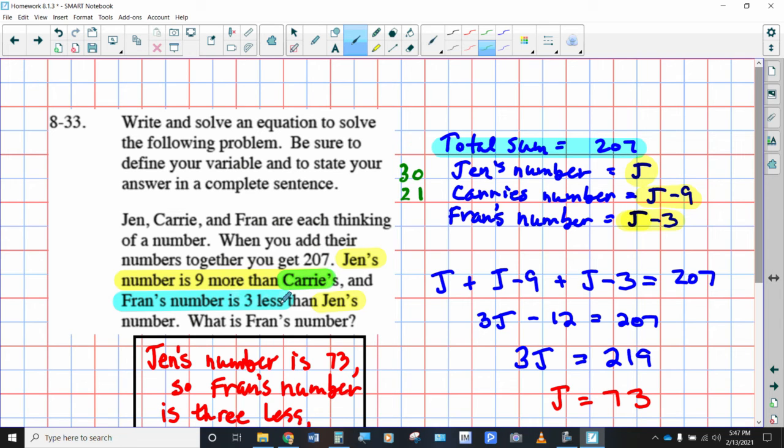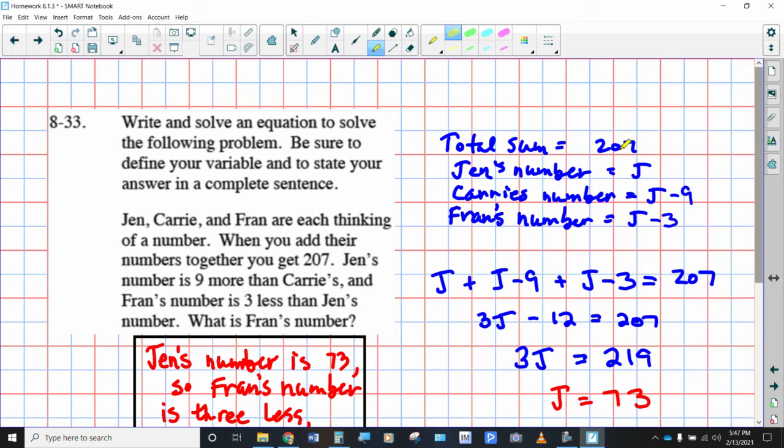And then Fran's number is 3 less than Jen's. So hers would have to be 27. And when you add those together, they're supposed to equal 207. So no, this is way too low. Now, we're not going to do the guess and check table. We're going to solve it algebraically.